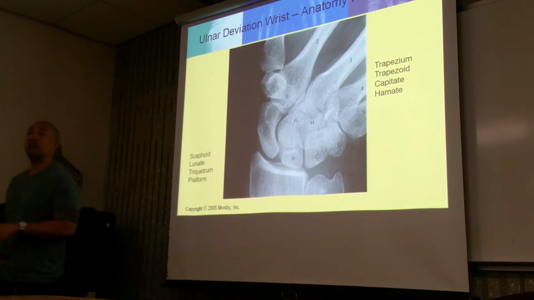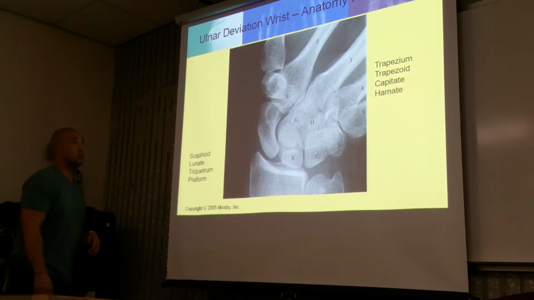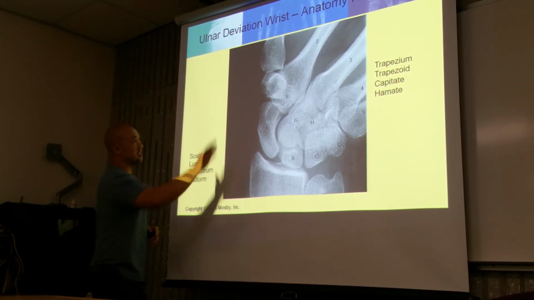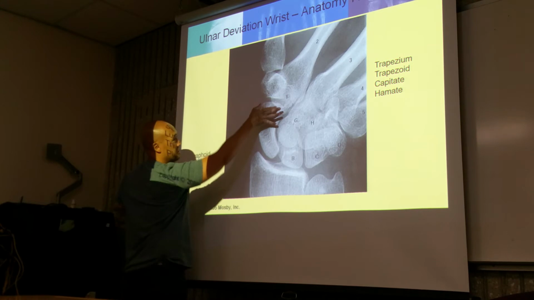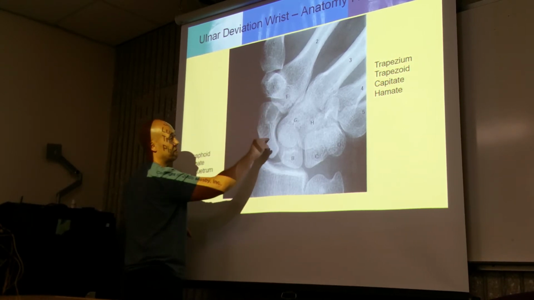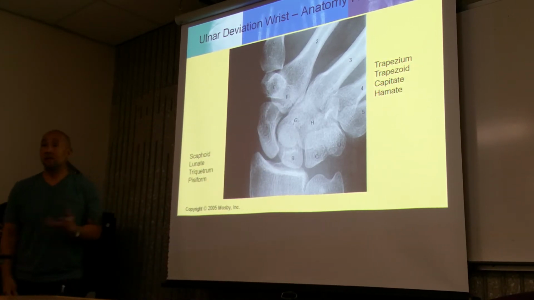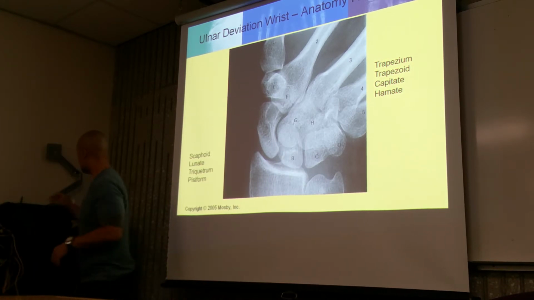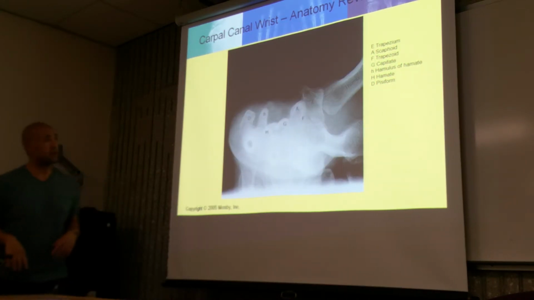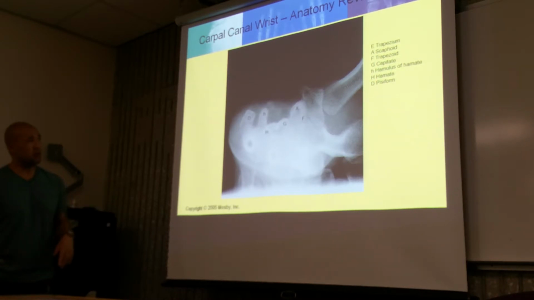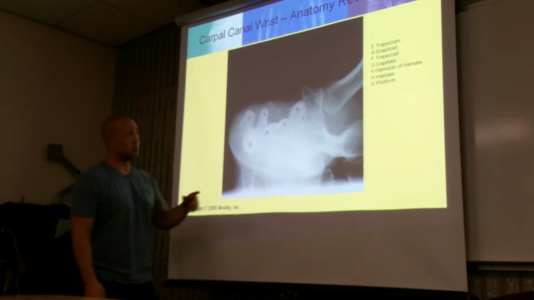Okay, and then here we have the ulnar deviation. So now that's a deviation towards the ulnar side, and this is a good position to evaluate the navicular or the scaphoid. There's a slide on this, so you guys can look at that. It tells you exactly what we're looking at here. And then here we have the carpal view. Carpal tunnel view is what we call it.